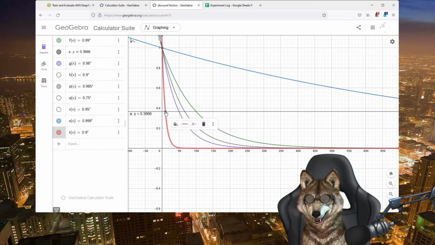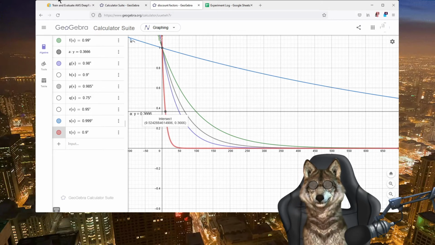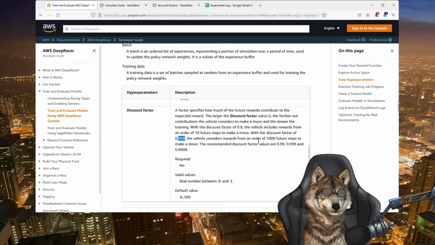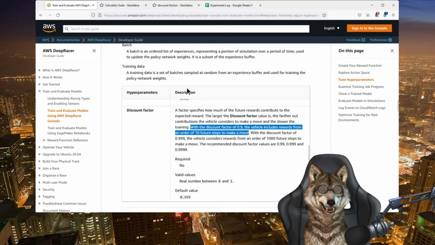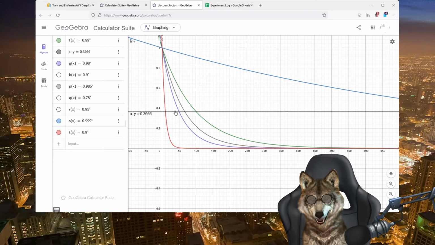0.9 discount factor, you're looking at basically 10 steps, just like this line suggested, right? So by graphing it out, we kind of can see how the rule of thumb works.